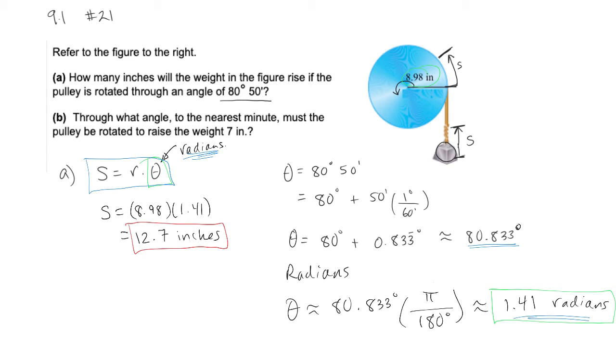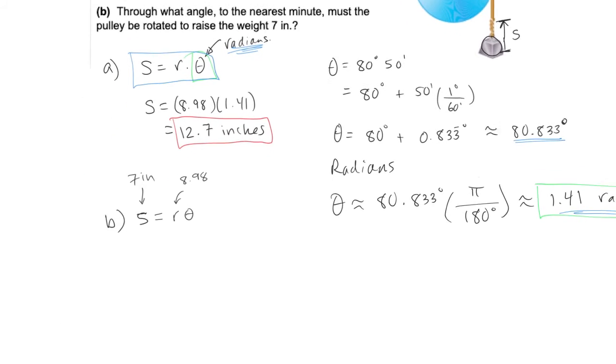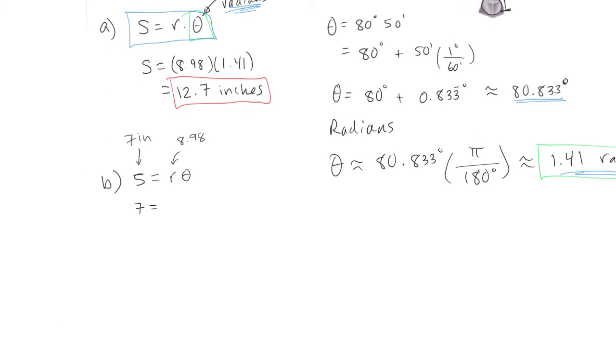Okay, in part B, we're being asked to figure out the angle. Let's see. It's going to be raised 7 inches, so that's our S. We need to know our radius is still the same thing. Okay, but we want to know our angle. All right, so here we go. We're going to take 7 is equal to 8.98 theta. We're going to divide both sides by 8.98. And I got approximately 0.77951, but remember that this is radians.